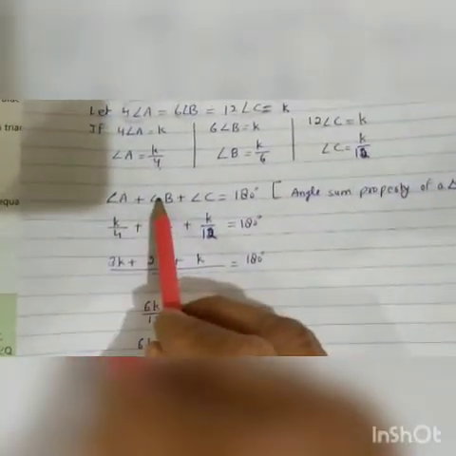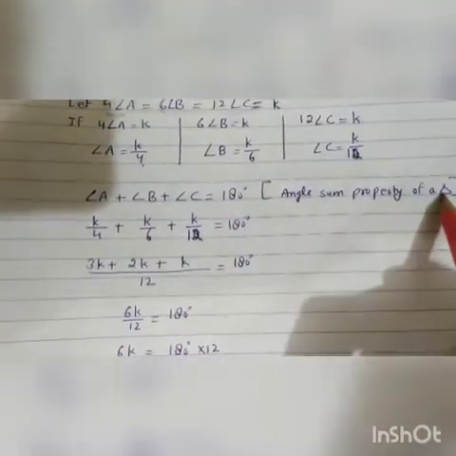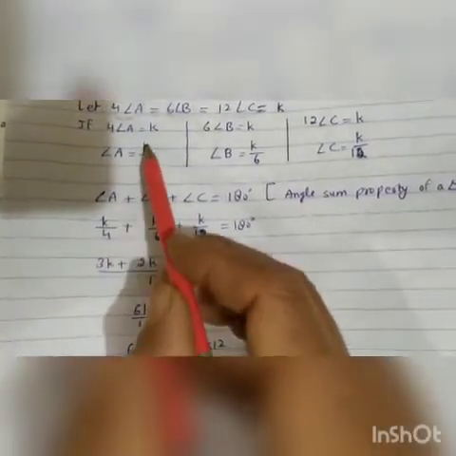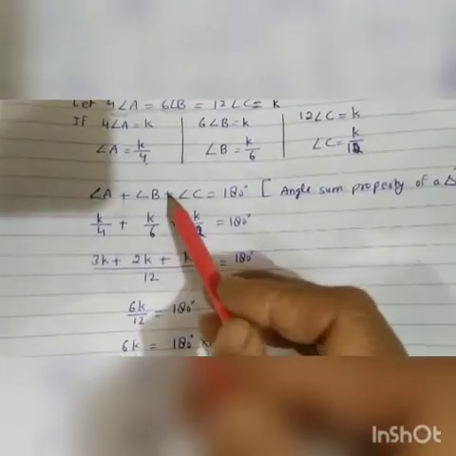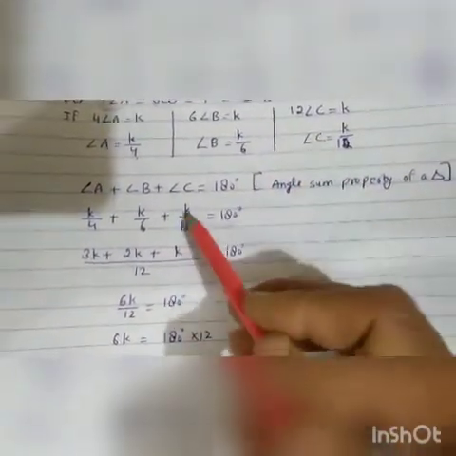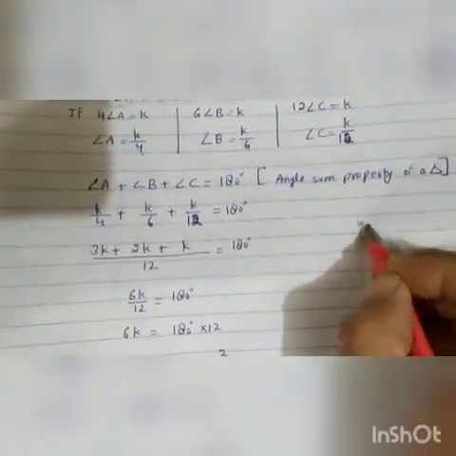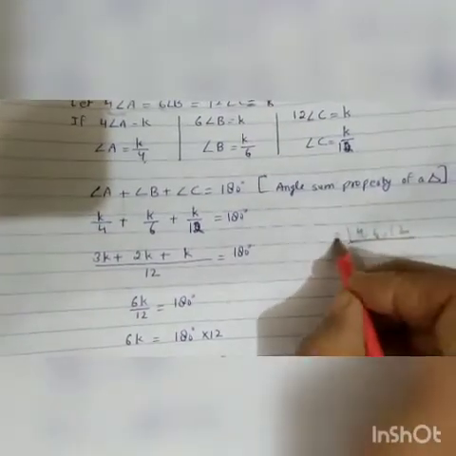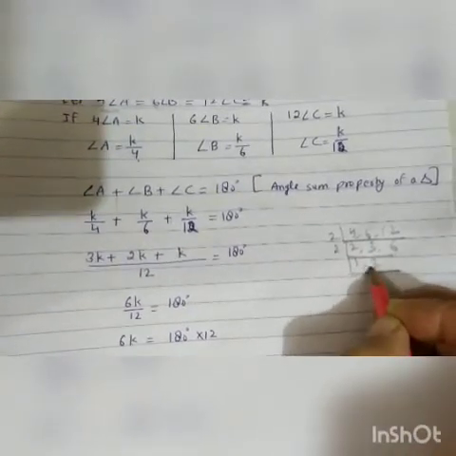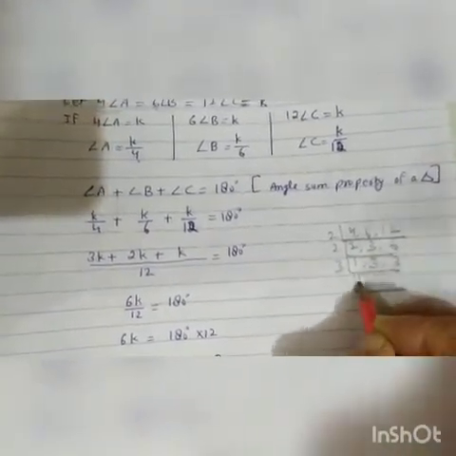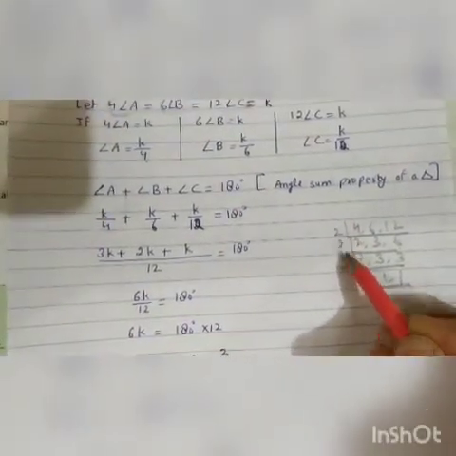Now we will follow the same pattern as we did earlier. Angle A plus angle B plus angle C is equal 180 degree. Again angle sum property of a triangle. Value of angle A is K upon 4 plus angle B is K upon 6 plus angle C is K upon 12 equal 180. Now we will find LCM of 4, 6, 12. See here. 2 2 ja 4, 2 3 ja 6, 2 6 ja 12, 2 1 ja 2, 3, 2 3 ja 6, then 3, 1, 3 1 ja 3, 3 1 ja 3. So LCM is 2 2 ja 4, 4 3 ja 12.